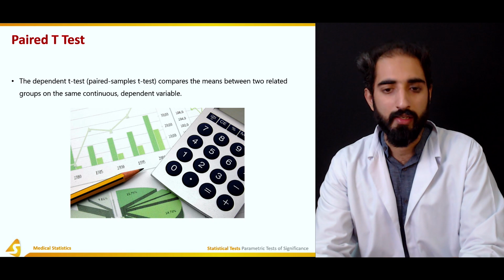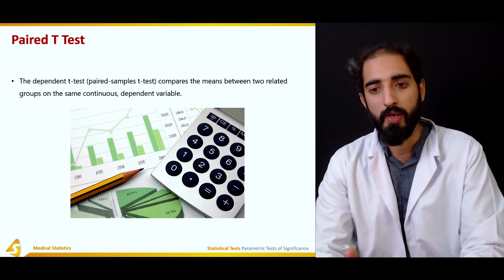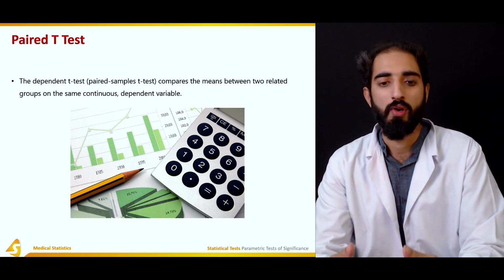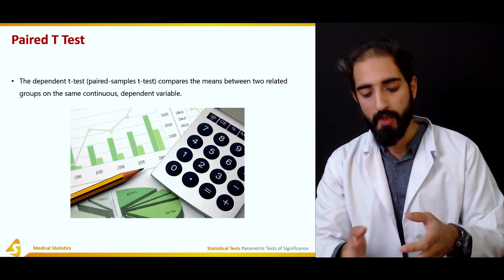So moving on, we have the paired t-test. It is also known as the dependent t-test or paired samples t-test, and it compares the means between two related groups on the same continuous dependent variable. Now, what would be an example?